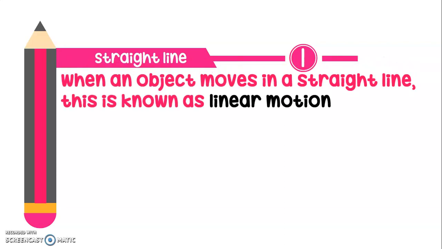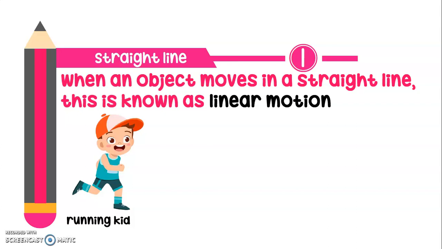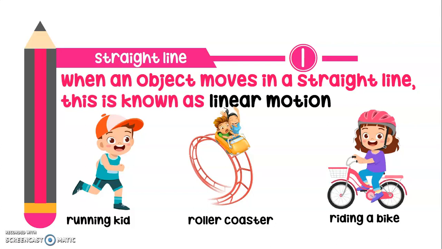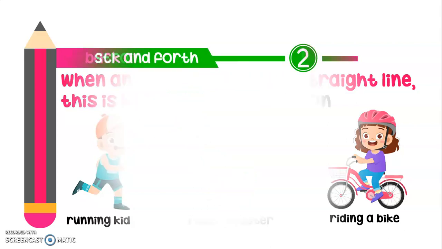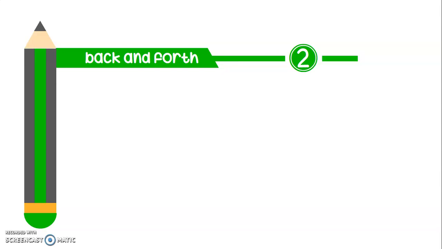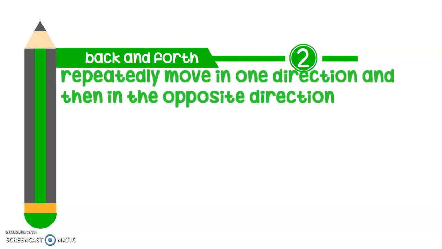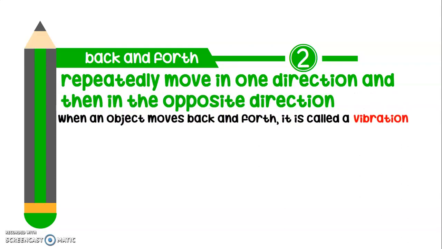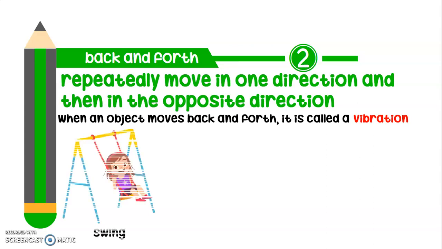When an object moves in a straight line, this is known as linear motion. For example, a running kid, a roller coaster, and when you're riding a bike. And then next is back and forth motion. Repeatedly move in one direction and then in the opposite direction. When an object moves back and forth, it is called a vibration.